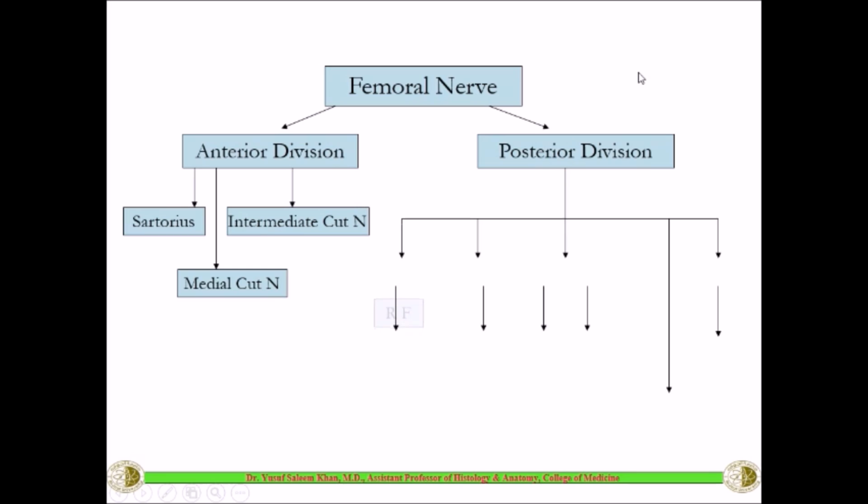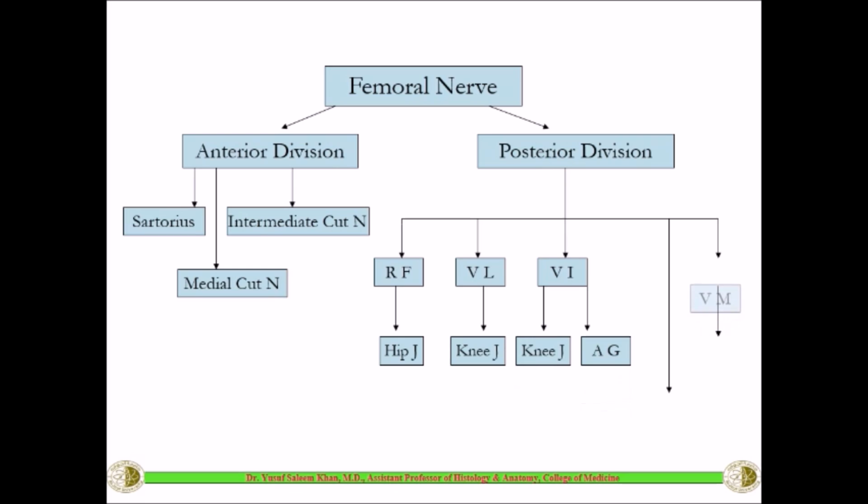The posterior division will be supplying all the other muscles of the anterior compartment, that is the rectus femoris, then the vastus lateralis, then the vastus intermedius, then the vastus medialis. So it will be supplying all these four muscles of the anterior compartment of the thigh. When this nerve supplies different muscles of this compartment, it also supplies the joints.